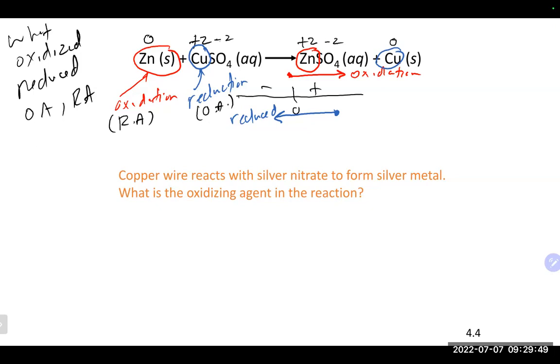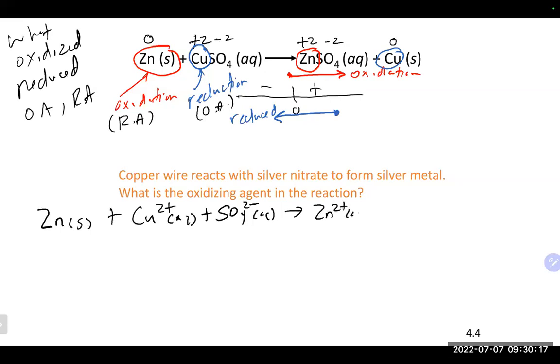To further see this, we could actually take this equation here and write a net ionic equation like we did with the double displacement reactions. And we would do something very similar. We would take the zinc, which is a solid, so obviously it would stay together. The copper 2 sulfate would break apart into ions. We would get these two ions off of it. The zinc sulfate would also break apart into ions. And the copper, which is by itself in a solid, obviously would stay together.